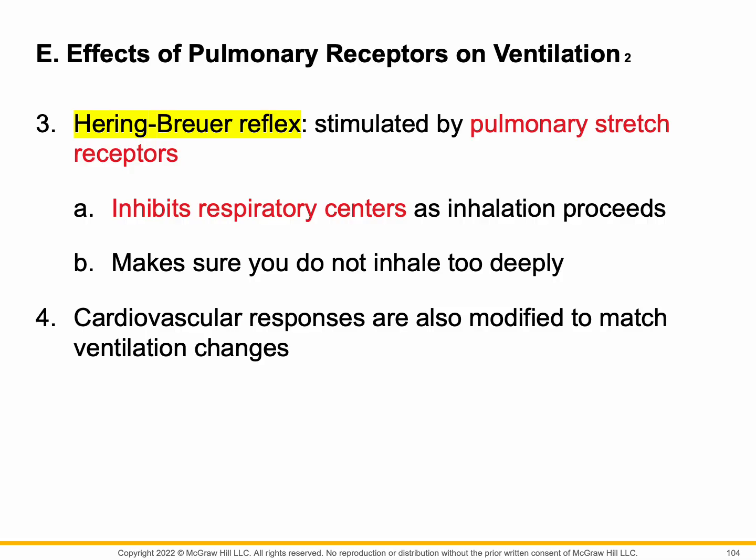The Hering-Breuer reflex is a protective mechanism in respiratory physiology that helps prevent the overinflation of the lungs. It operates by stretch receptors located in the smooth muscle of the bronchi and the bronchioles, which detect excessive lung expansion during inspiration and trigger a reflex to terminate further inspiration. Cardiovascular responses are also modified to match the ventilation changes.